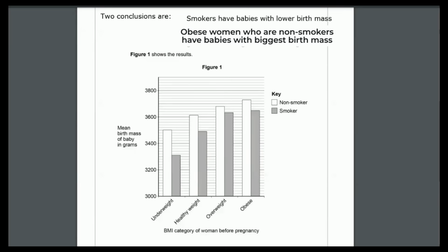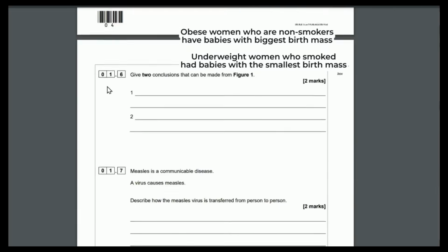So there's literally a whole range of answers you could give here. These are just three of them that I've given here. You could pick any two of these three, but there's 10 or 15 things you could say that are factual, two conclusions you can draw from this graph, nice and easy from a whole range of different possible answers. All right, let's move on to the next question.